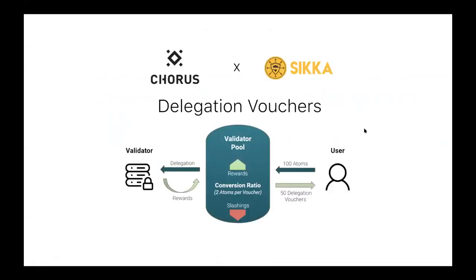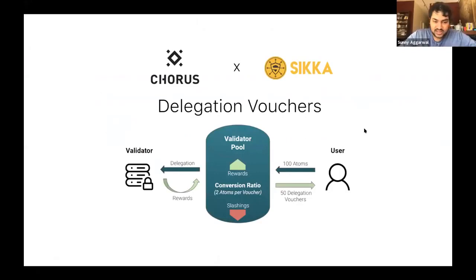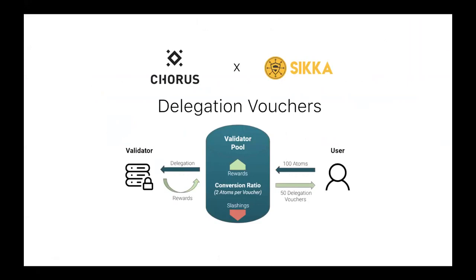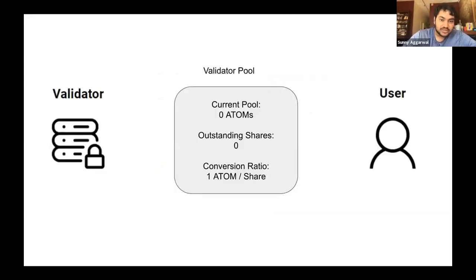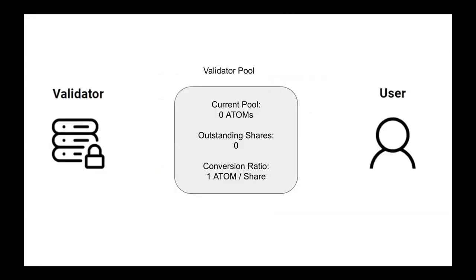The first thing we're going to start off with is that at the Hackathon Berlin last summer, Chorus and Sika came up with this delegation vouchers system. I'll quickly walk through that for the basics, then show you why it doesn't quite work for what we want to do in the Cosmos Hub, and how we go about fixing it. If anyone has any questions, please interrupt in the middle. Okay, so this is the delegation voucher system.